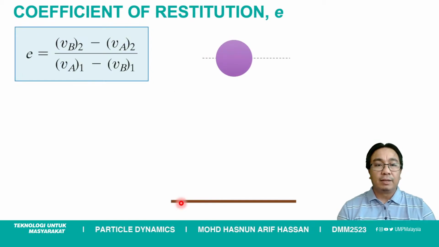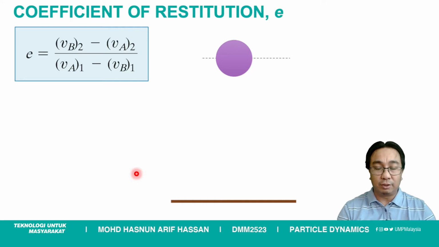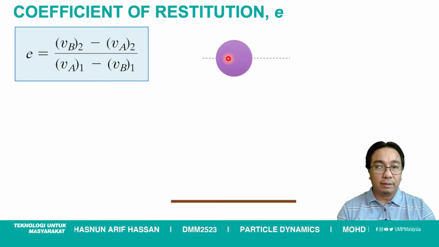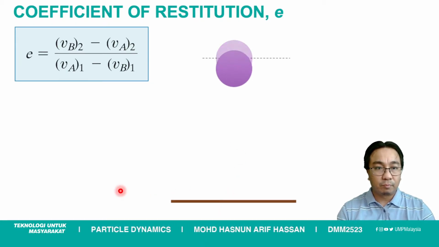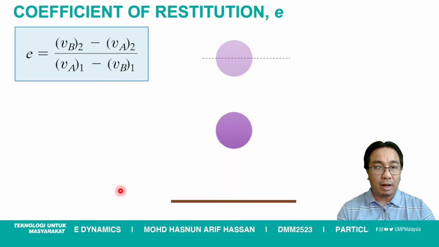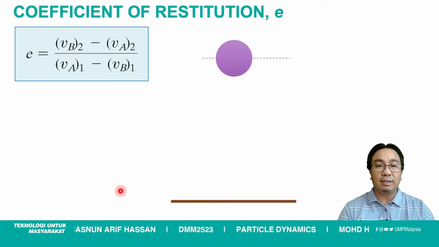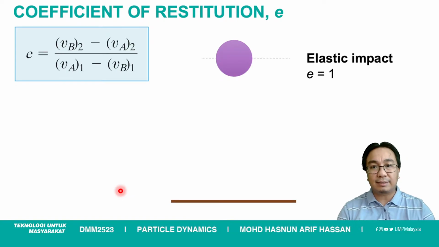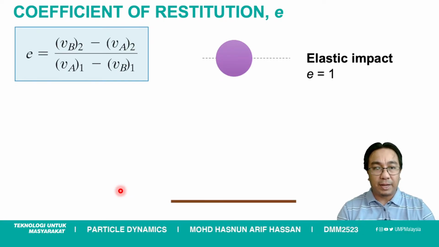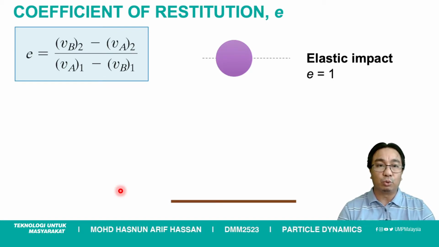All right, now let's look at more about the coefficient of restitution. Let's say the ball is dropped from a certain height and it impacts the ground. After the impact, if the ball returns to its original height, this is known as elastic impact. In elastic impact, the value of the coefficient of restitution e is equal to 1.